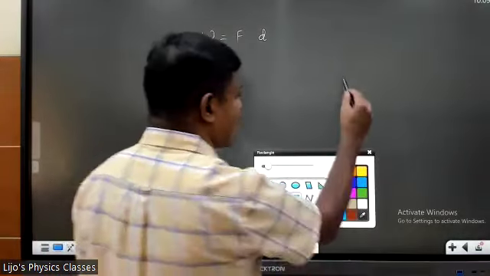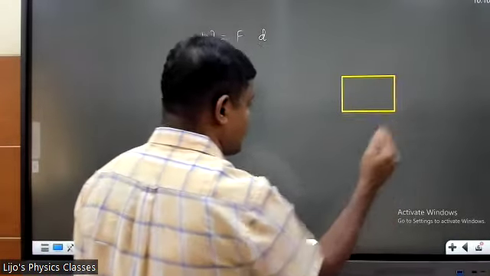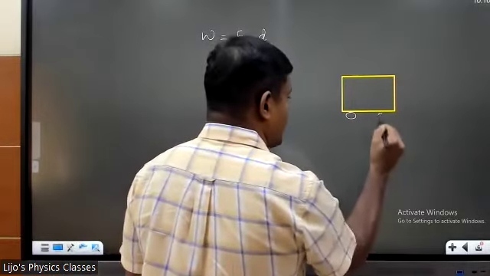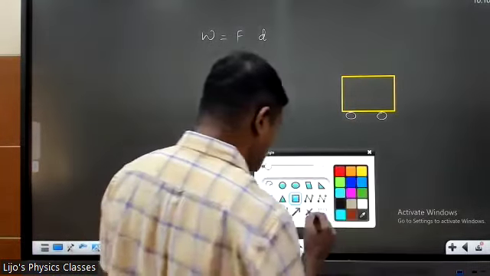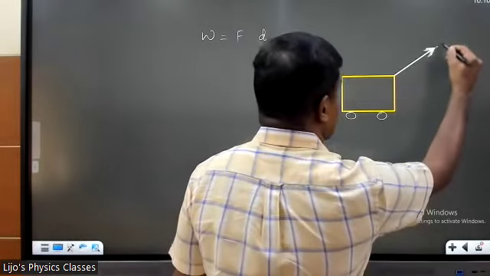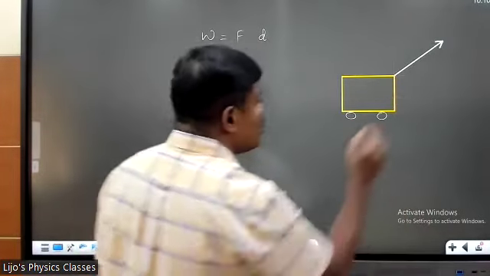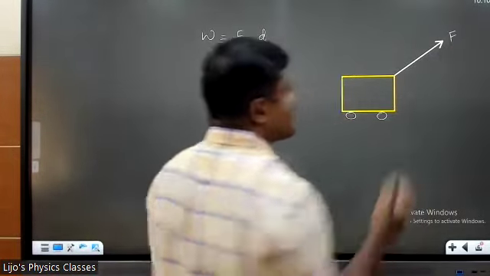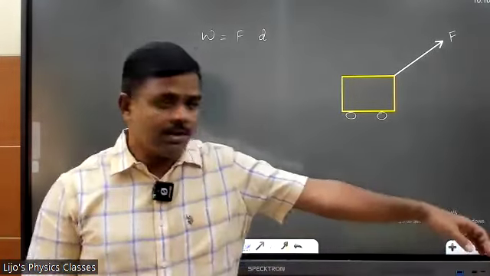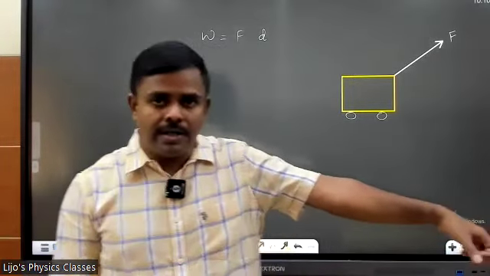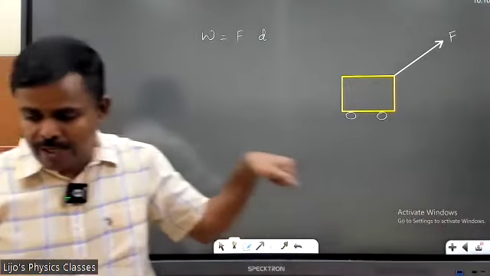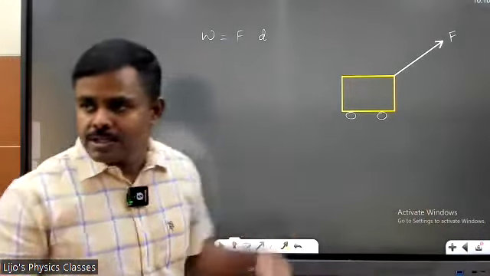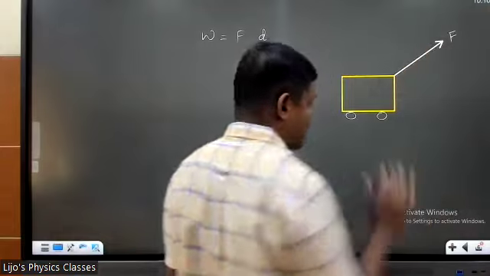Look at this. I have a suitcase here. This is a trolley. And you're pulling the trolley this way. This is the handle of the trolley, and you are applying a force in this direction. If you want the trolley to move, you hold it this way and pull it like this. So you're applying a force in this direction.